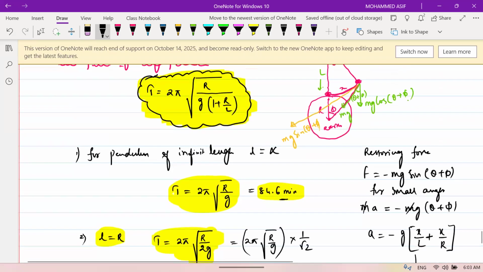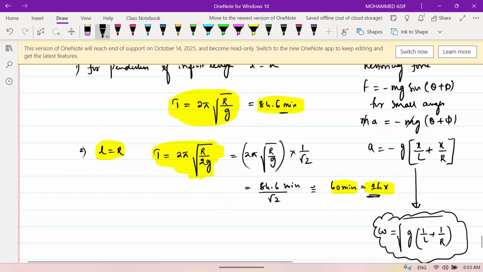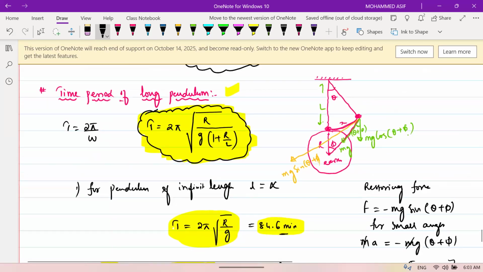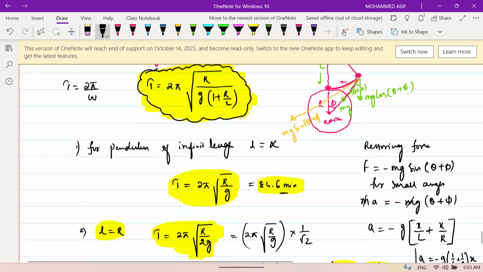That is the way I have taken it here. T is equal to 2 pi by omega. Got it now? In this, x is common, so here a is equal to minus g into 1 by L plus 1 by R into x. Comparing with a equals minus omega squared x, the omega value is this much. The derivation is not needed, but just try to remember the formula: T equals 2 pi under root of R divided by g into 1 plus capital R divided by L.